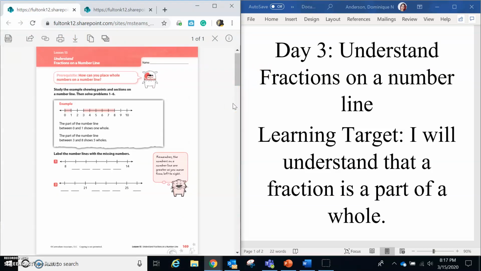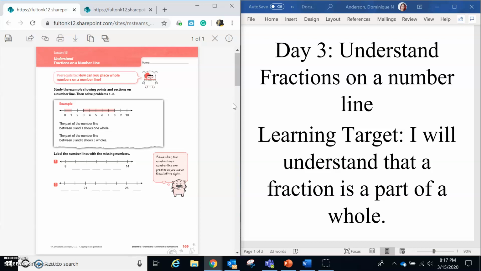This has been phenomenal. So day 3 is actually a continuation from day 2. We are still working on fractions on a number line. We are still working on understanding that fractions are part of a whole. So now we know that we can see fractions as part of a whole in a shape, but also on a number line. So now you should have your lesson 15 packet, this little red one.